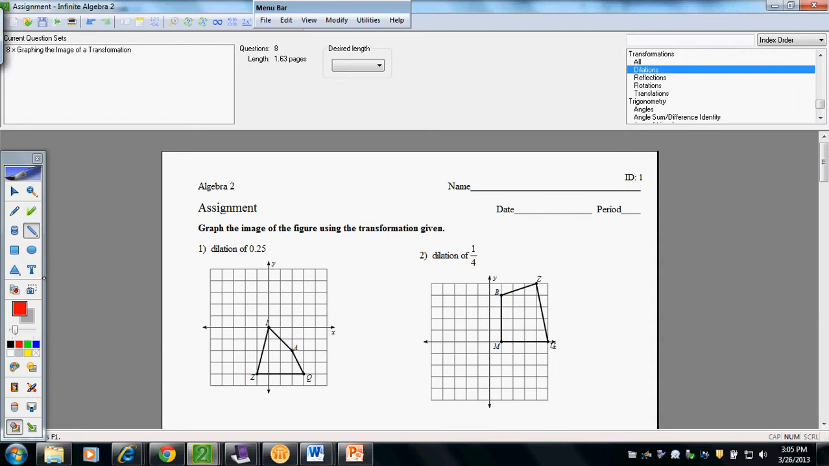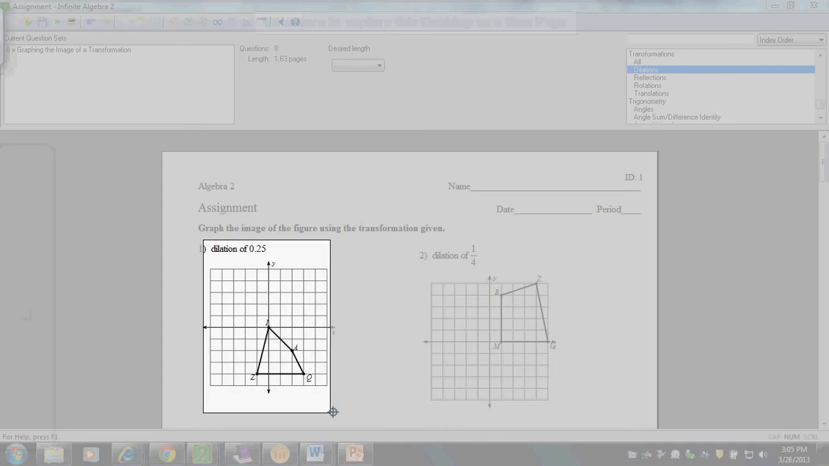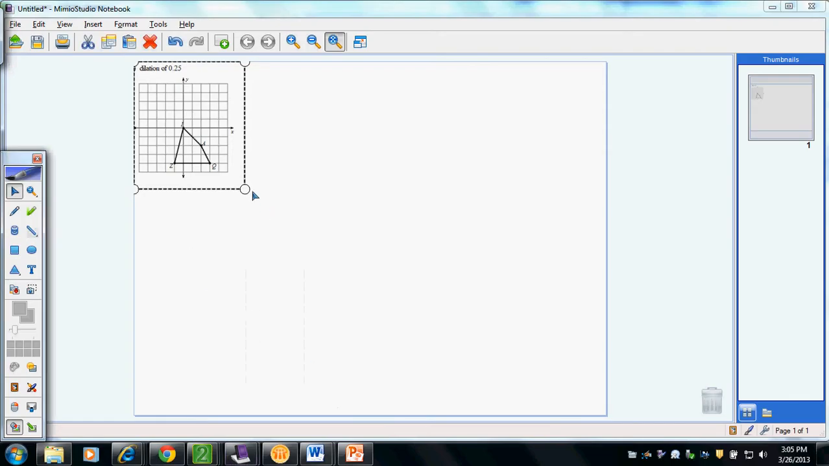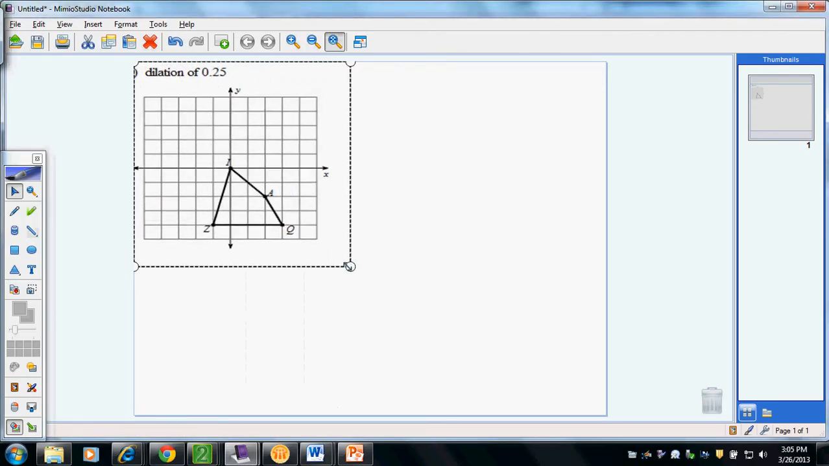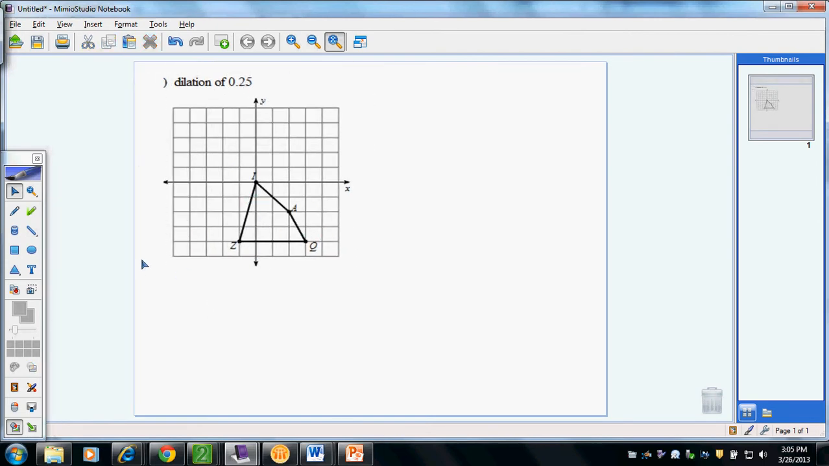So if we look at number one, it says that we have an image here, a quadrilateral, because we've got four vertices. We have a Z, an I, an A, and a Q. And this says that we're going to dilate it by a factor of 0.25.